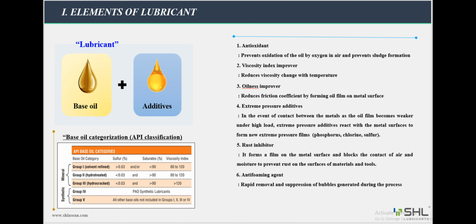For example, some common additives such as antioxidant prevents oxidation of the oil by oxygen in air and prevents sludge formation. Viscosity index improver reduces viscosity change with temperature. Oiliness improver reduces friction coefficient by forming oil film on metal surface. Extreme pressure additives protect in the event of contact between the metals, as the oil film becomes weaker under high load.